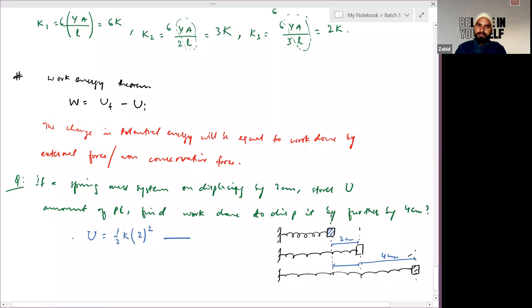So U is equal to half K times displacement squared, which is 2 squared. Let's say this particular term is initial, or U_i. Similarly, potential energy final will be half K times the total displacement from the mean position, which is 4 plus 2, whole squared, so it will be 6 squared. On solving this, you will get 4 times half kx squared, or 2 and 2 will cancel out, so you will say 2 times kx squared.